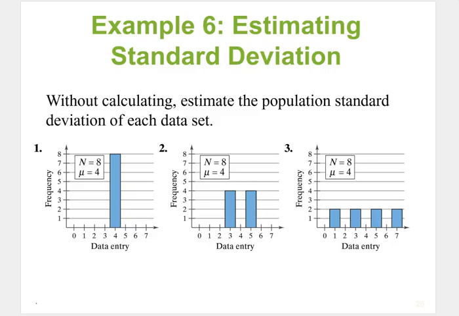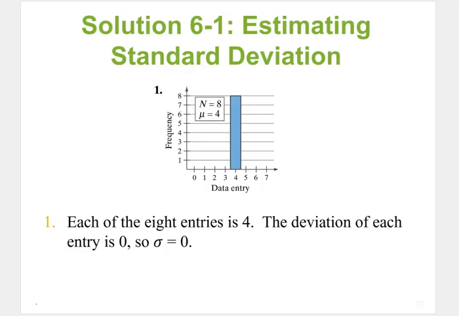All right, welcome back. Let's look at number 1. Number 1 should have a standard deviation of 0 because there is no deviation from the mean. The mean is 4 and all the data entries are 4. So that should have a standard deviation of 0.